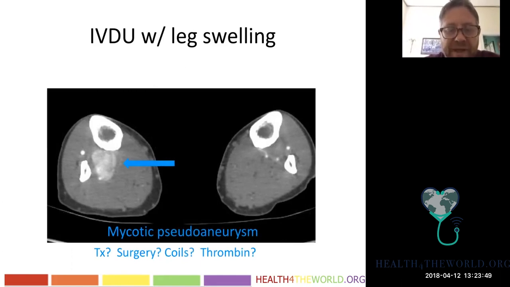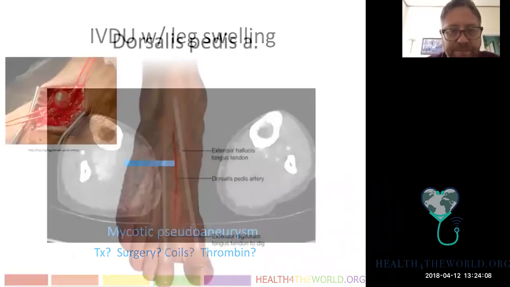The treatment of this kind of thing, there's a number of ways to do it. I'm not sure of the right way. I certainly have treated these with coils. I've injected things like this with thrombin, and you can operate and then ligate and remove the pseudoaneurysm as well.